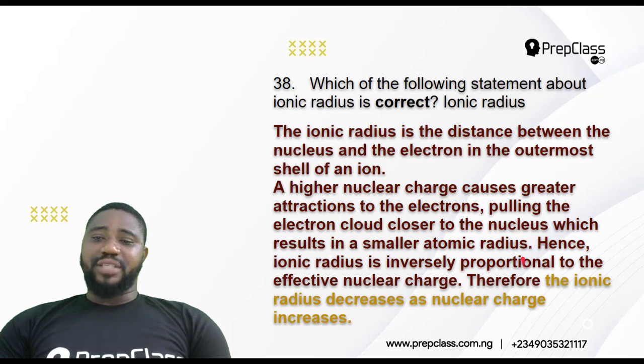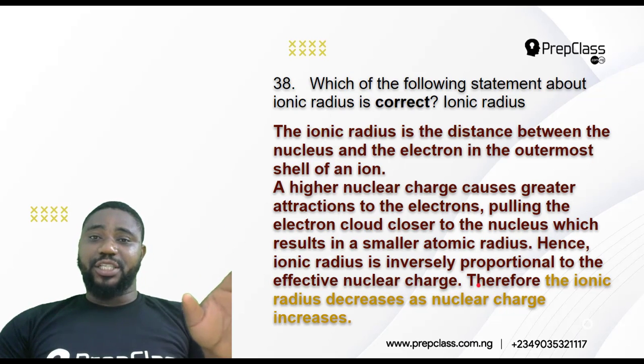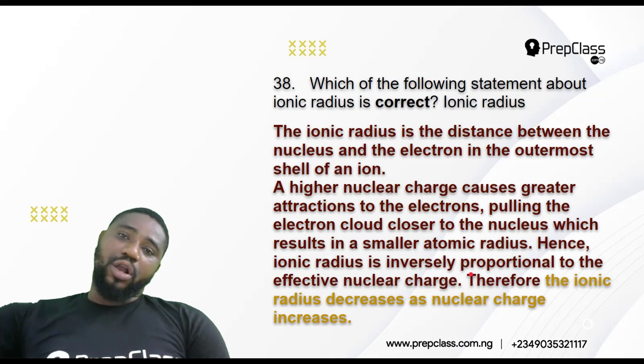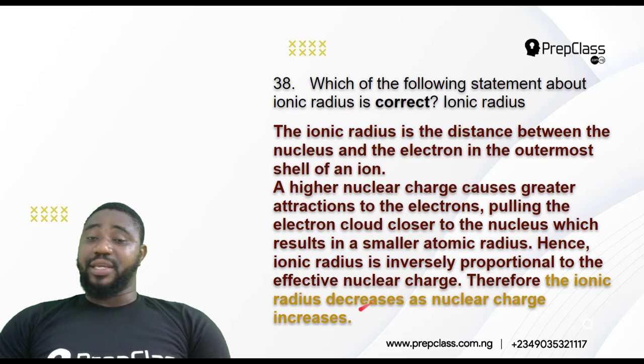Are you following? So ionic radius is inversely proportional to the effective nuclear charge. The higher the nuclear charge, the shorter the ionic radius. The lower the nuclear charge, the further away the electron will move, and the higher the ionic radius.